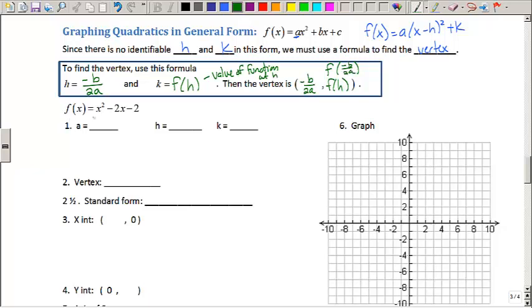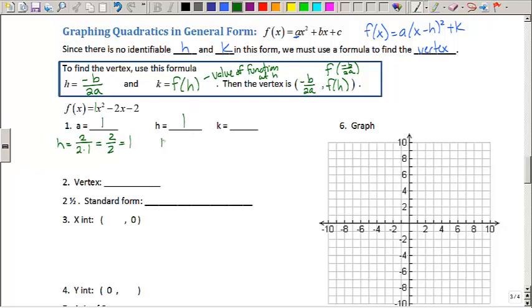So let's try this on our first function. F of x equals x squared minus 2x minus 2. My a is still easily found by finding the coefficient in front of the x squared, which is 1. It's the h and the k that aren't as easily seen. So to find h, I'm going to take the opposite of b. Well, my b is negative 2, so the opposite of negative 2 is positive 2, over 2 times a, which is 1 in this case. So 2 over 2 is equal to 1. So my h is 1.